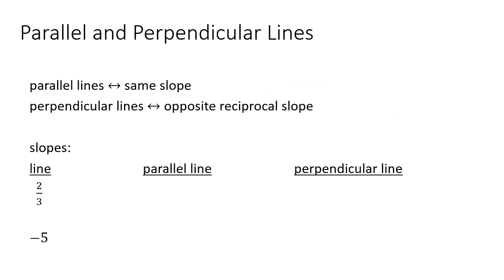All right, so to summarize the previous two slides: parallel lines have the exact same slope, perpendicular lines have opposite reciprocal slope. So below, I've given us the slope of two lines. One is 2/3, one is -5. Take a minute, pause the video, see if you can find the corresponding slopes of a parallel and a perpendicular line to each of the two.